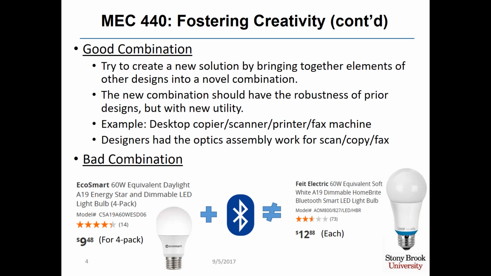Another method you can use is to combine independent elements of 2 designs to create a new one. A good example of a combination is today's desktop printer, copier, scanner, and fax machines. 2 decades ago, 3 separate machines did these functions, but today you can get all functions for about $150 in one product at Best Buy. Subassemblies such as the optical scanner pull triple duty for the scan, copy, and fax functions.